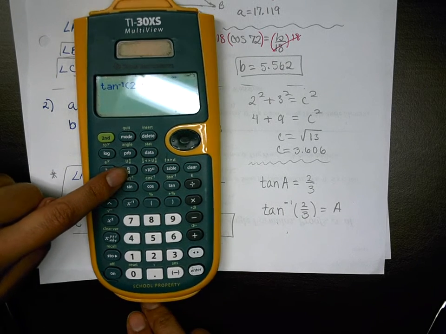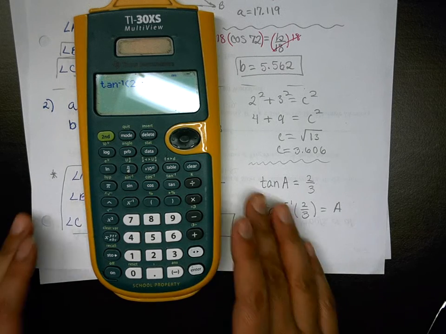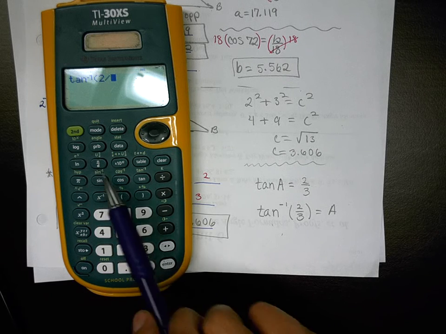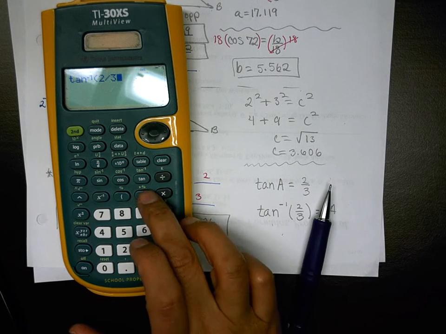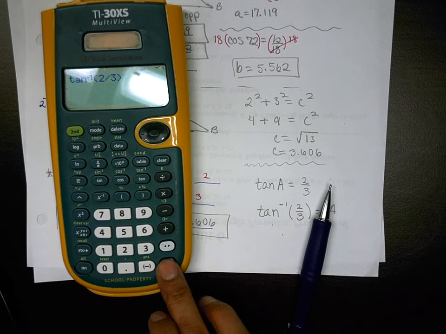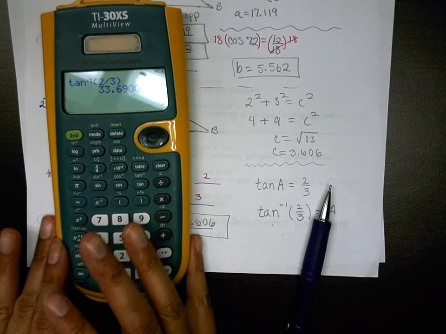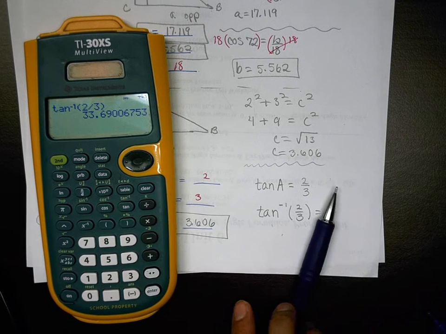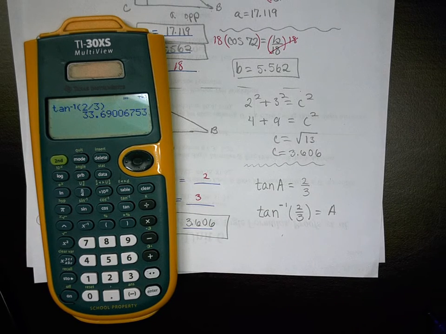Your fraction key is right here, right there. Let's see if I can point to it a little better, right there. 2 fraction 3 equals, and there's your angle. You're telling the calculator, hey, I don't know the angle, but I know its opposite and adjacent side. Can you tell me what the angle is? And the calculator says, sure, here it is, and gives you the angle. Got it? 3 decimal places, 33.690, and yes, you need the 0.